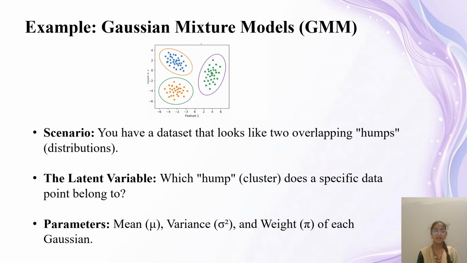Now, let us understand by taking an example based on Gaussian mixture models, which can be represented as GMM. Let us take one scenario. You have a data set that looks like two overlapping humps, means distributions. Now, the latent variable is which hump, or cluster, a specific data point belongs to. And the parameters are mean, variance sigma square, and weight pi of each Gaussian.